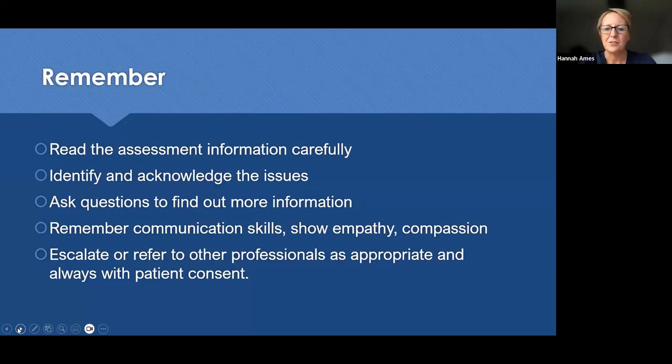So remember, read your assessment information carefully, identify and acknowledge your issues. Don't forget to ask questions to find out more information. Remember your communication skills, especially that child-centred approach to communication. Don't forget about the child, especially as you've just got a mannequin, a bit of plastic in the bed. Escalate and refer to other professionals as appropriate, but only with your child and parents' consent.